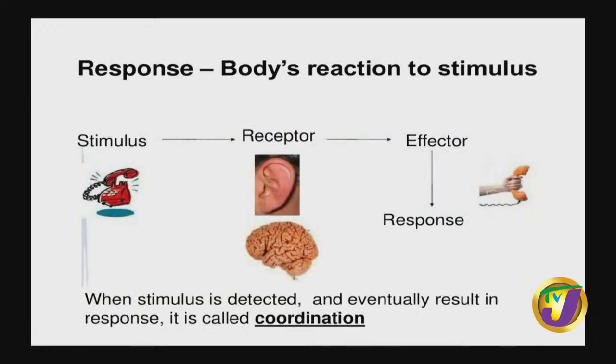So, for example, you hear the telephone ring. The auditory receptor in the ears will cause you to hear the telephone. A message is sent to your brain, then comes back to your effector, which is the muscles in your arm, to go and pick up the telephone and answer it. So all of this, stimulus detected and resulting in a response, is what we call coordination.